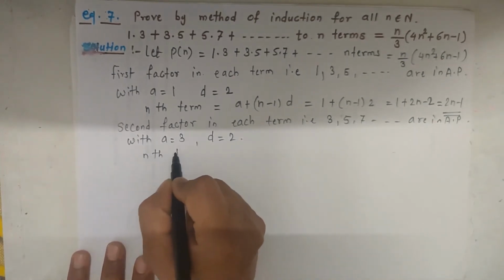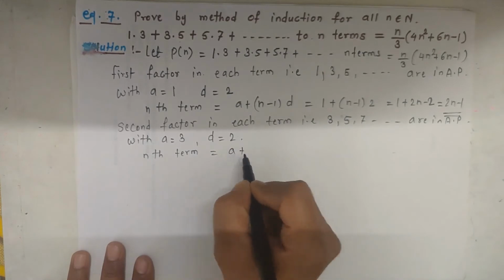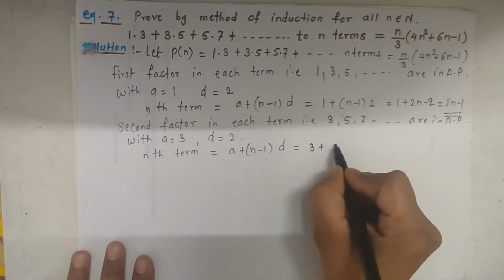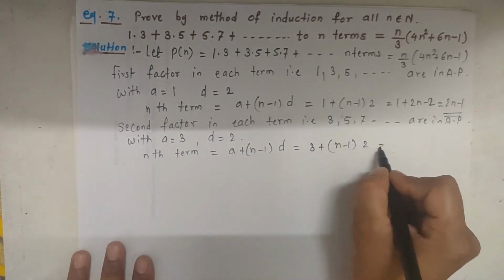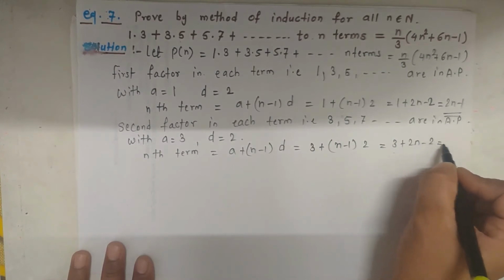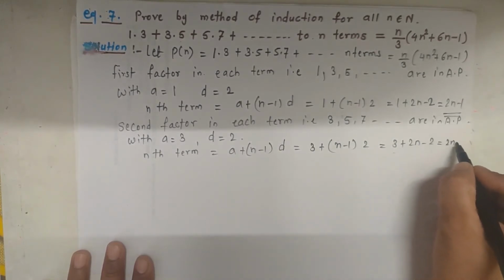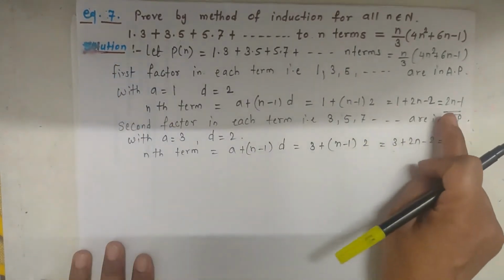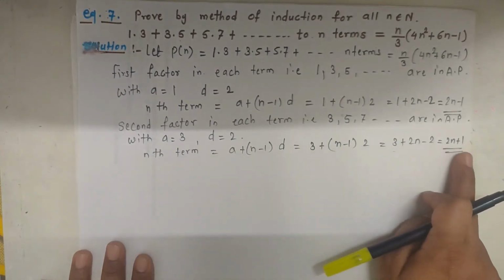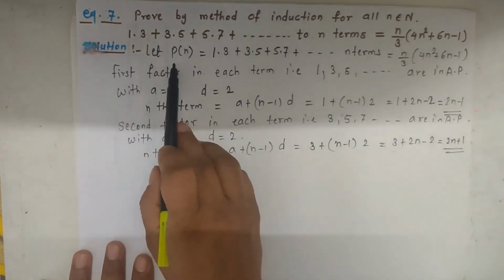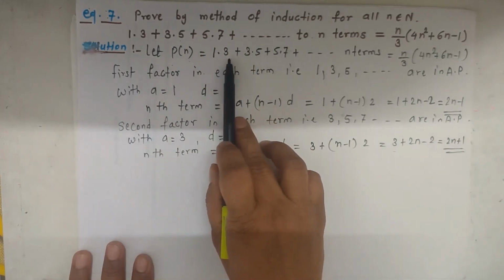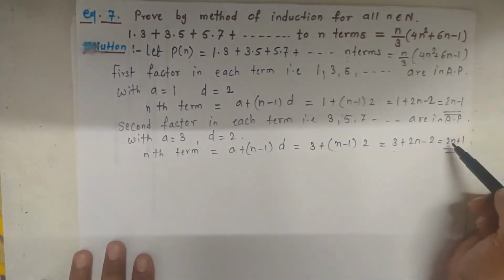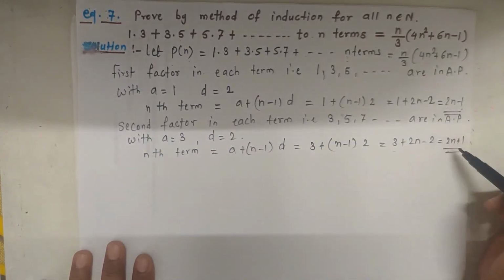Also we know that the nth term can be calculated by using a plus n minus 1 into d, here a is 3, n minus 1, d is 2. So 3 plus 2n minus 2, that is 2n plus 1. The nth term for the first factor is 2n minus 1, and for the second factor 2n plus 1. So for this statement, P of n, 1 into 3 plus 3 into 5 plus 5 into 7 up to the nth term, which can be calculated using arithmetic progression, is 2n minus 1 into 2n plus 1.